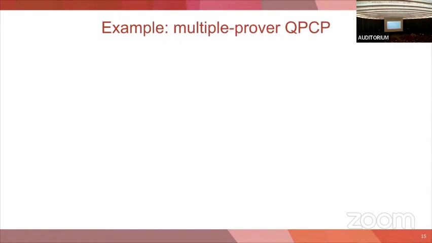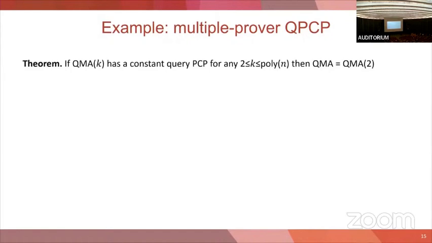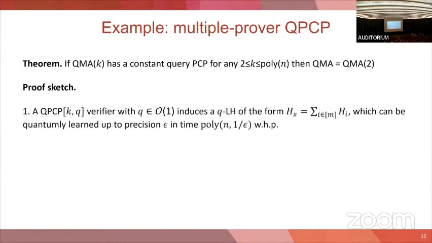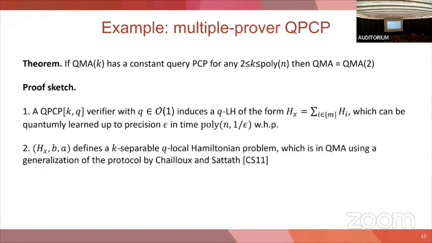Then for the multiple-prover QPCP, I told you that if the class QMA(K) has a constant-query quantum PCP for any K from 2 up to poly(n), then QMA(poly) is equal to QMA(2). Again, we have to learn this Hamiltonian to epsilon precision using the lemma I gave you before. This Hamiltonian now induces not a normal local Hamiltonian problem, but a K-separable q-local Hamiltonian problem, which can be shown to be in QMA by a slight, simple generalization of the protocol by Shi and Wu, which is over 10 years ago.